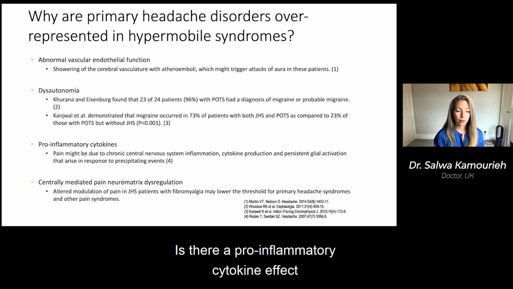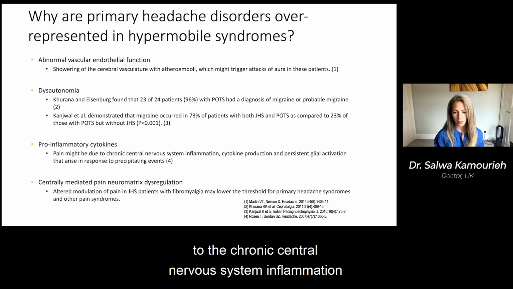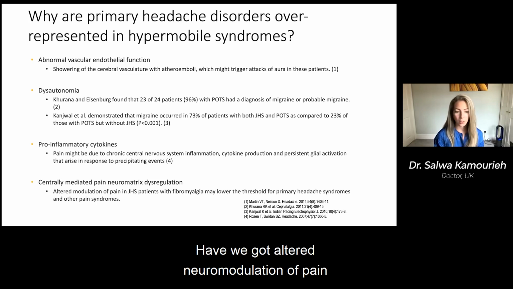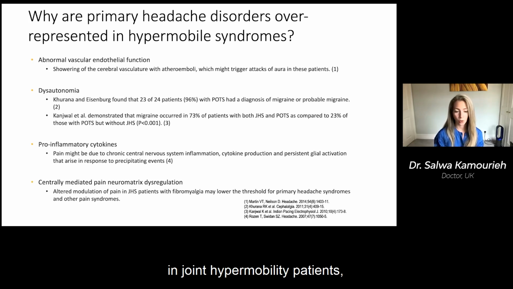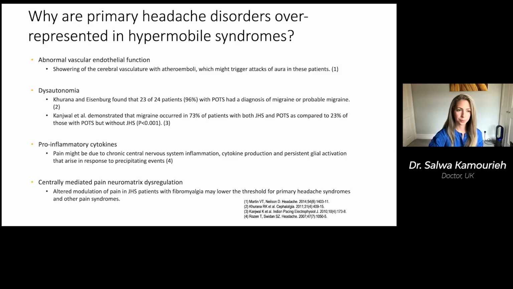Is there a pro-inflammatory cytokine effect that we mentioned before, where pain may be due to chronic central nervous system inflammation and cytokine production? Or is there a centrally mediated pain neuromatrix dysregulation? Do we have altered neuromodulation of pain in joint hypermobility patients, for example, with fibromyalgia? They may have a lower threshold for primary headache syndromes than other pain syndromes.